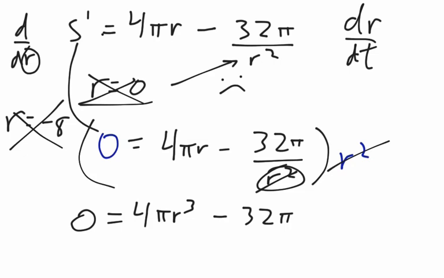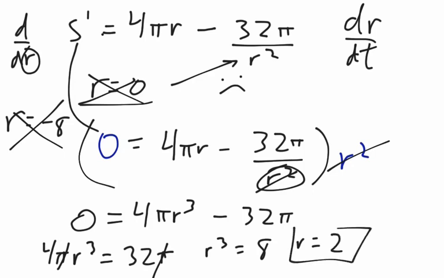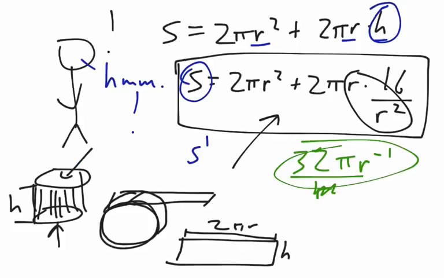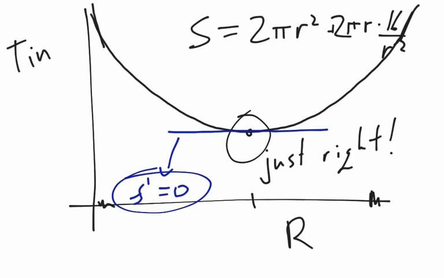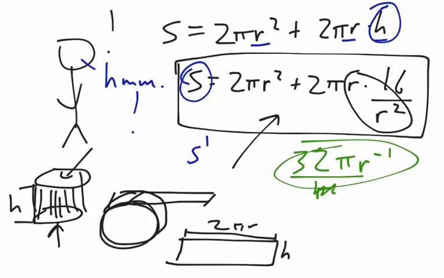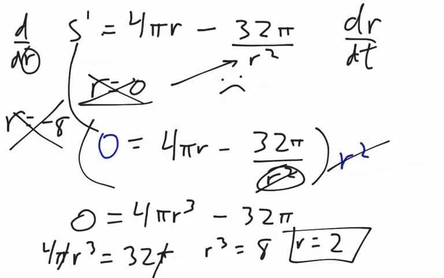And we're almost done, basically. So we do 4 pi r cubed equals 32 pi. Notice that the pi's are going to cancel. And if I divide both sides by 4, I get r cubed equals 8. So r equals 2. Ta-da! And this is, in fact, the Goldilocks number. R equals 2 gives me the minimum surface area for my tin. Let's also figure out the height.